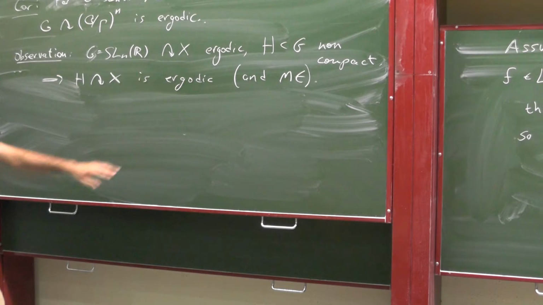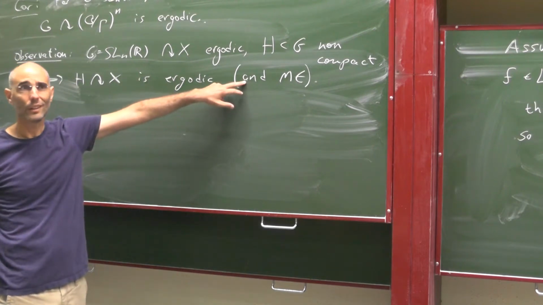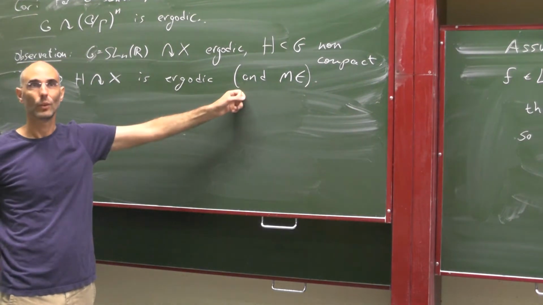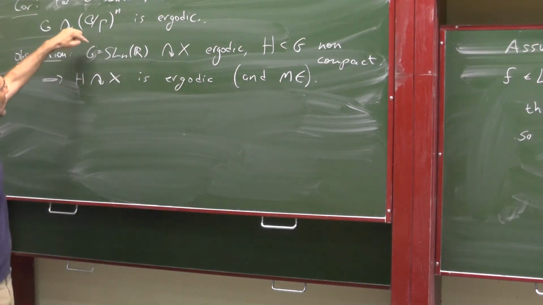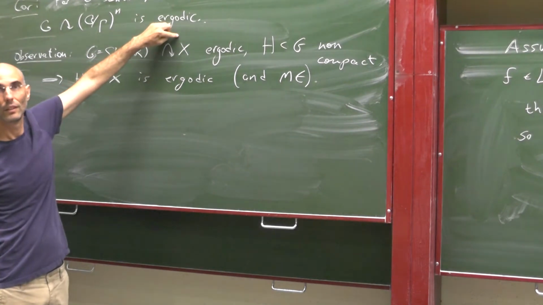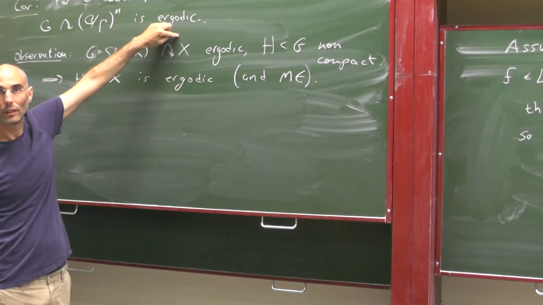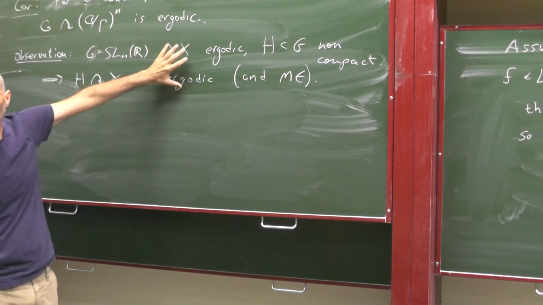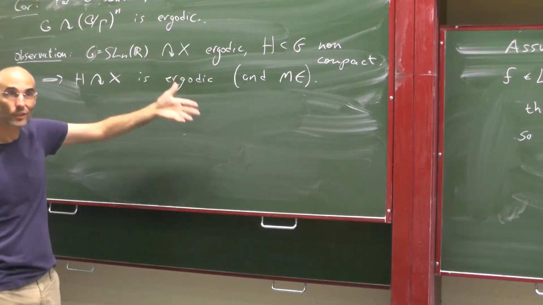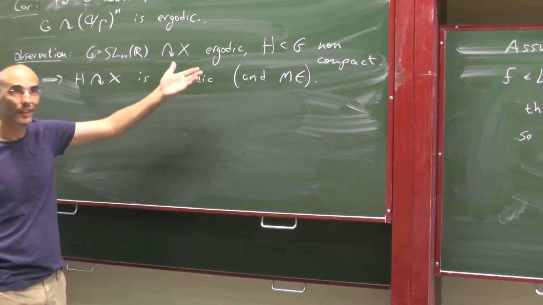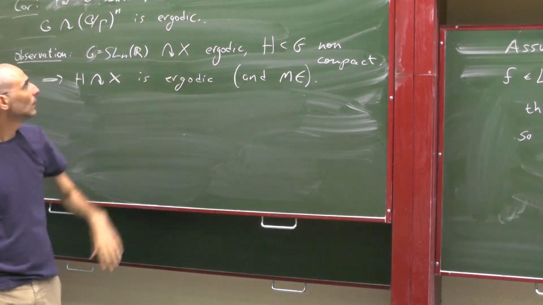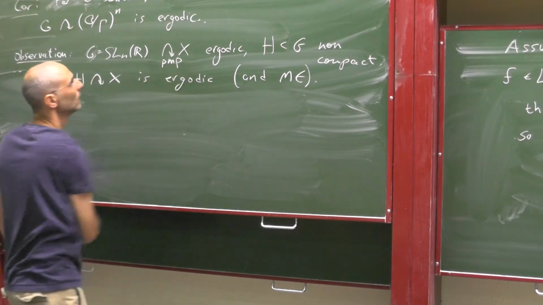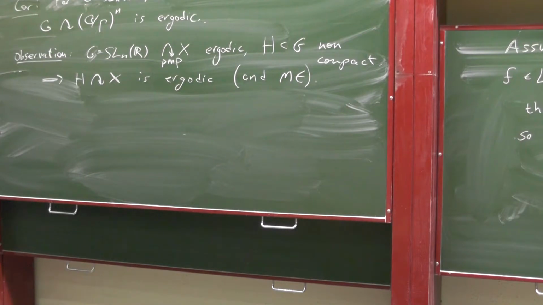Let me explain this. First of all, why is it metrically ergodic? If I prove that it is ergodic, metric ergodicity will come easily, because just consider the action of G on X squared. It is ergodic as well. And restrict that one to H. It is ergodic by what we are about to prove. And if H acts on X squared ergodically, then it acts metrically ergodically on X by PMP.